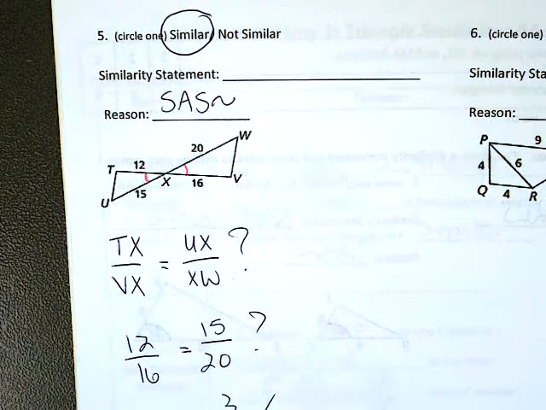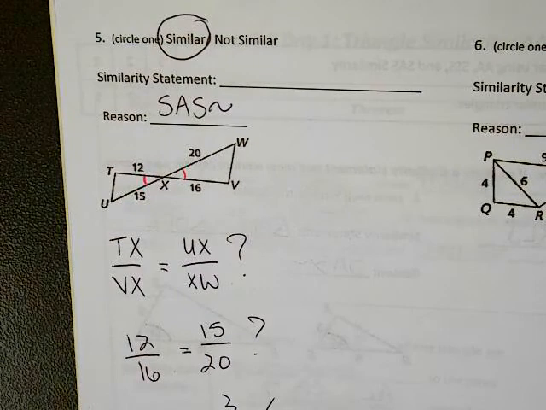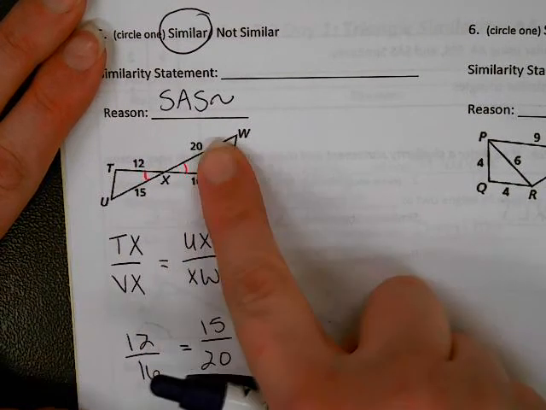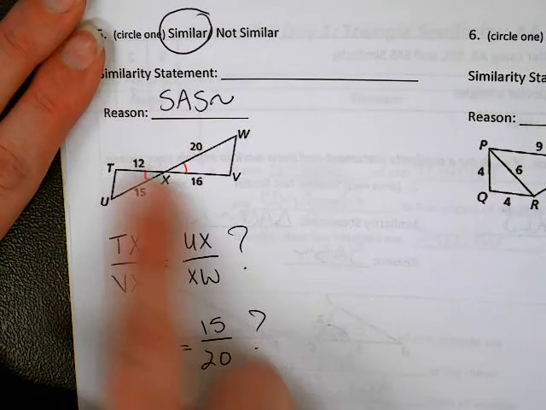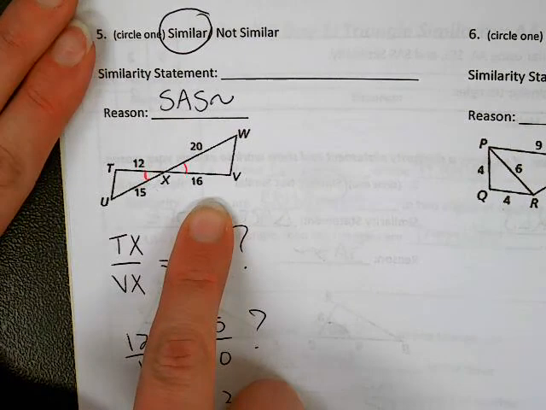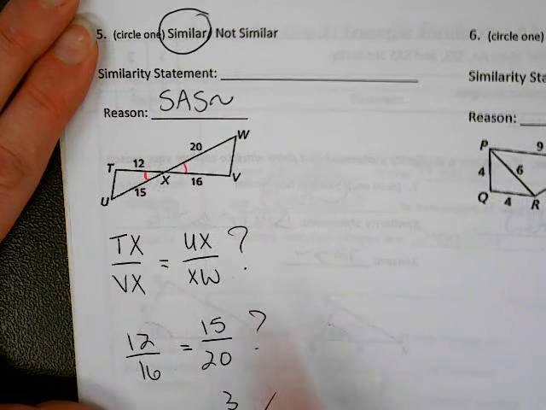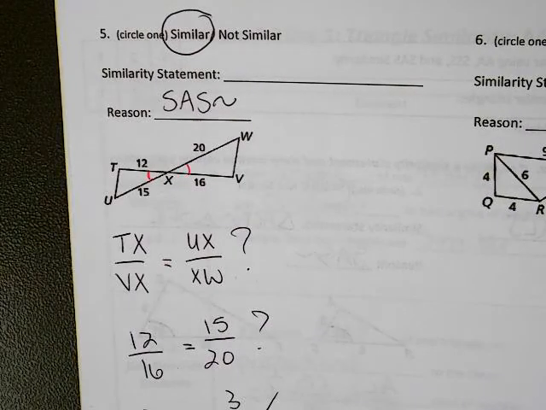This is why it's important to match up the shorter side with the shorter side and the longer side with the longer side, because it's almost flip-flopped, right? The 15 and the 20 are the ones we're putting together, and the 12 and the 16 are the ones we're putting together. So you don't want to just assume that the 12 and the 20 or the 15 and the 16 go together, all right?